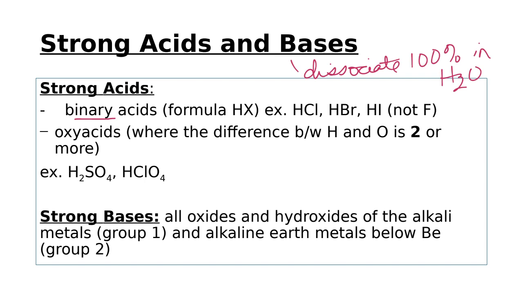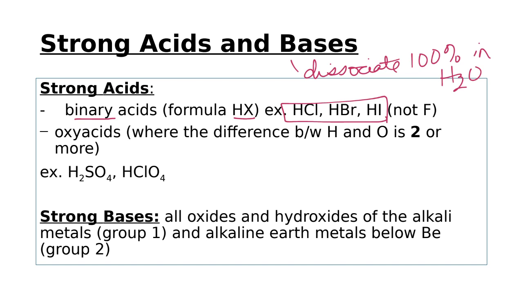So if you have a binary acid, so for example, hydrogen and some other element, these are the only three strong acids. They're the only three, okay? So HCl, HBr, HI, all strong. Anything else that's binary is weak.